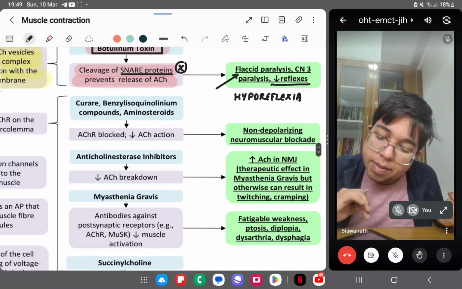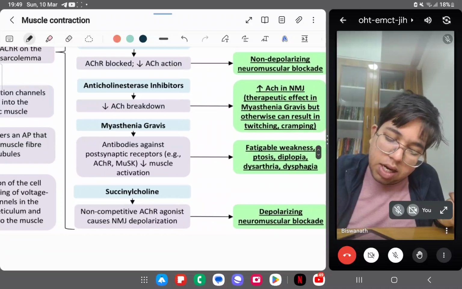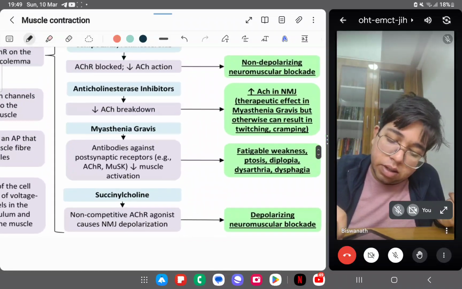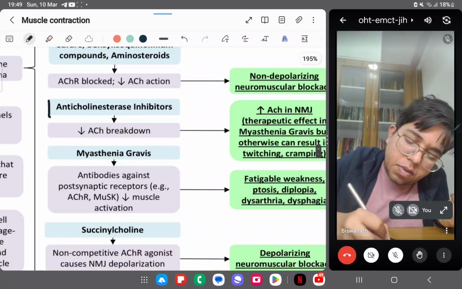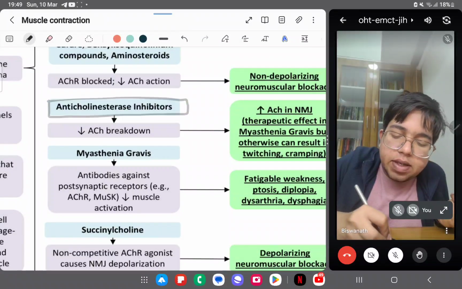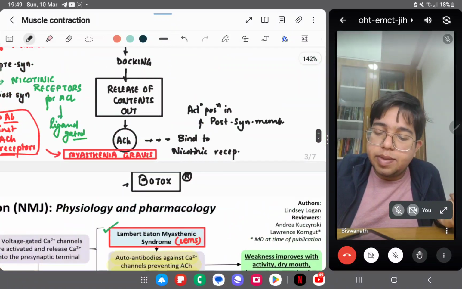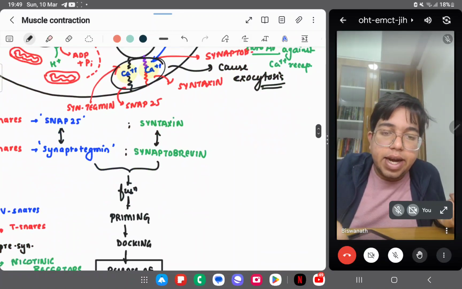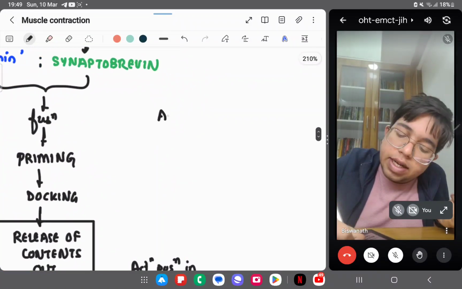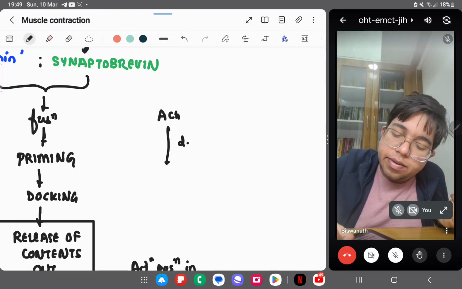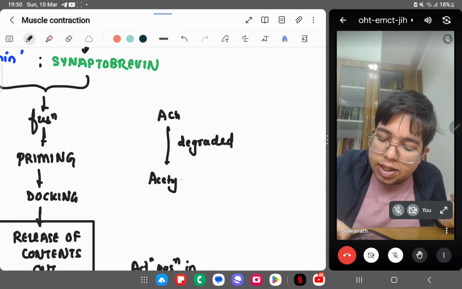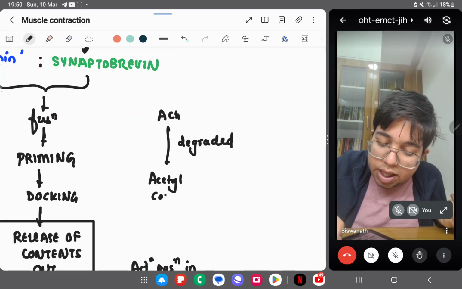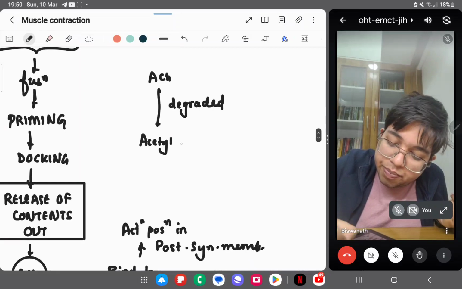Okay, we'll discuss the curare drugs, ACH inhibitors. Anticholinesterase inhibitors. Anticholinesterase is basically an enzyme that degrades ACH. ACH is degraded into acetyl and choline groups.